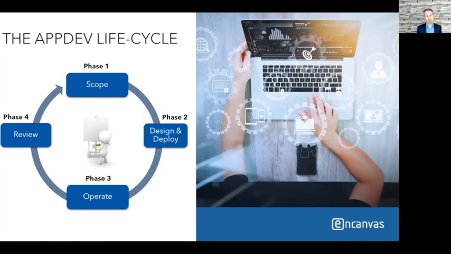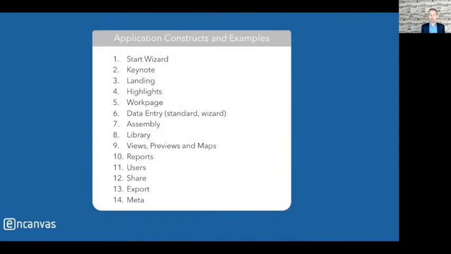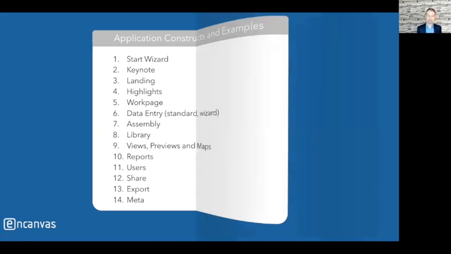But what actually are we building? In the live wireframing process, we identify different types of page constructions, and these we call application constructs. Here's a list of them. I'm just going to walk through them very quickly.